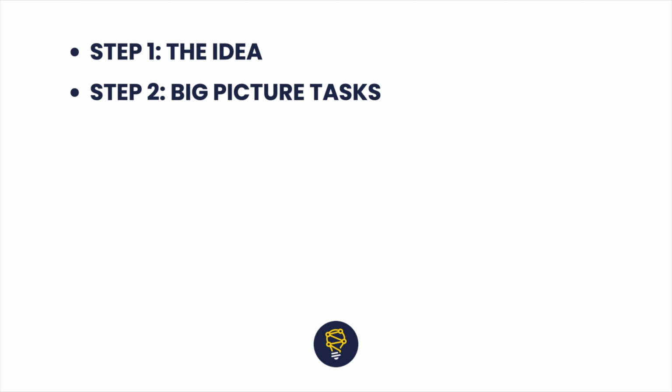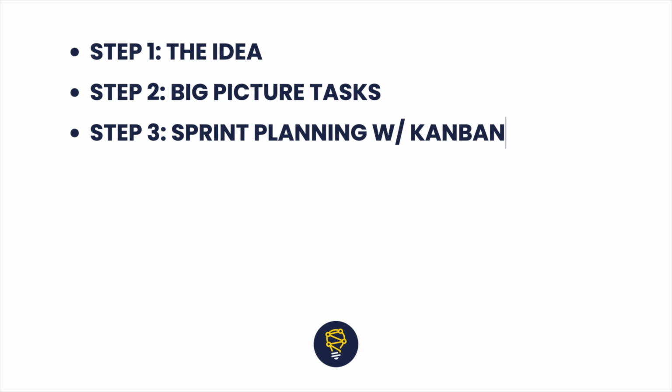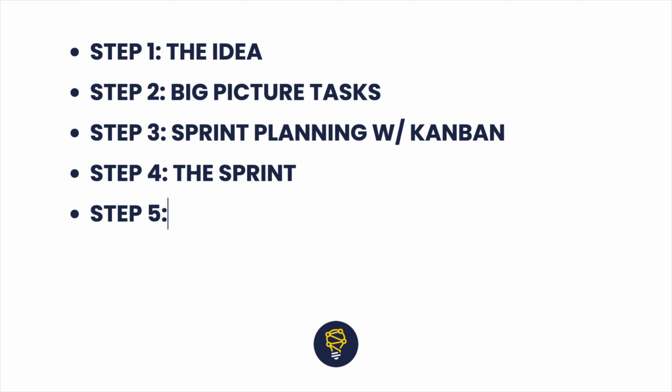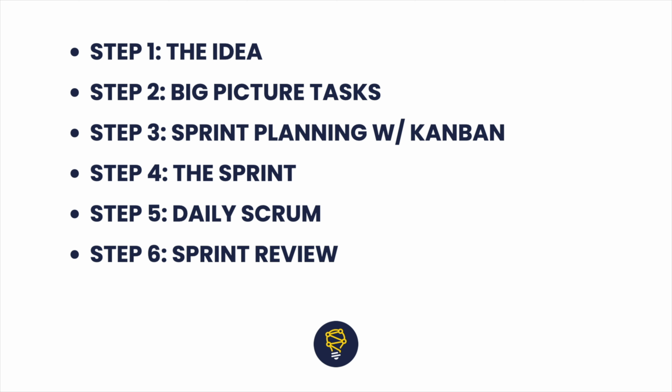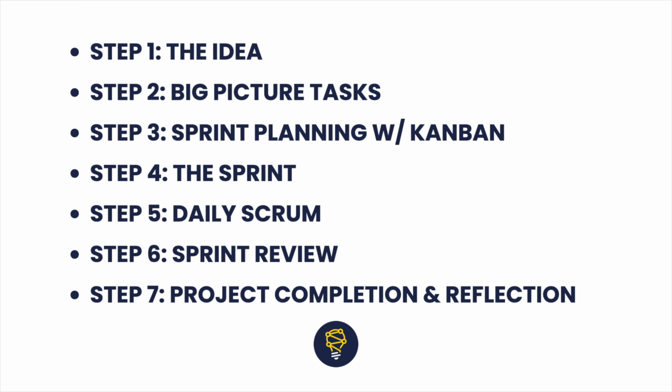Let's recap the 7 steps. 1. Students start with a clear project idea. 2. They map out the big picture tasks. 3. They plan with a Kanban board. 4. They run a focused sprint. 5. They use the check-in daily. 6. They review the sprint. And 7. Once the project is complete, they reflect and grow as a team.